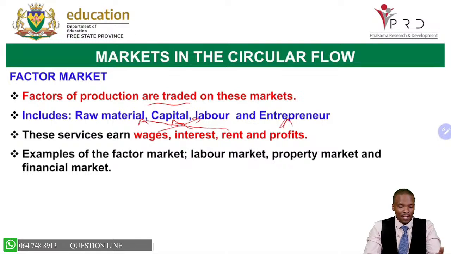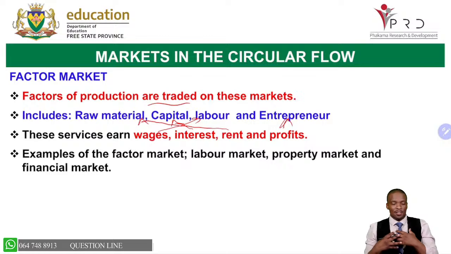So examples of the factor market are the labor market. I'll make an example. As a person, if I need employment, I will therefore go to the factor market and say I'm available for employment. That's the labor market. And then a business who needs certain skills will also go to the factor market and advertise to say we need certain skills on the other side.